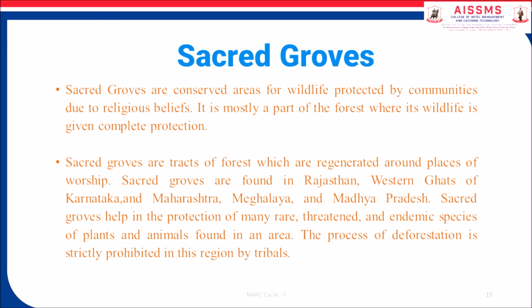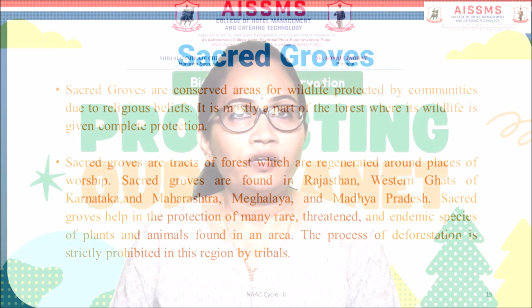Sacred groves are found in Rajasthan, Western Ghats of Karnataka and Maharashtra, Meghalaya and Madhya Pradesh. Sacred groves help in protection of many rare, threatened and endemic species of plants and animals found in an area. The process of deforestation is strictly prohibited in this region by tribals.